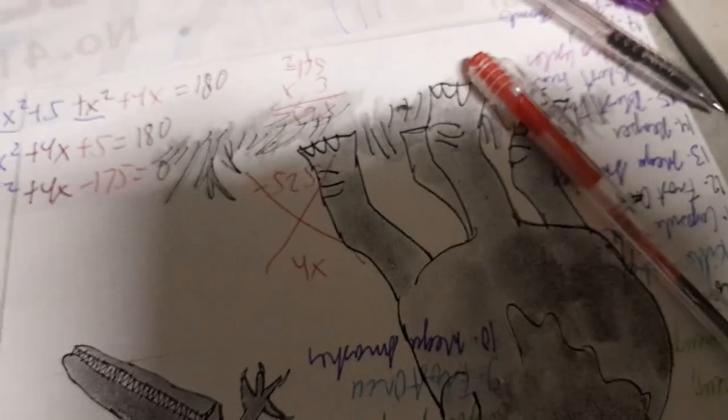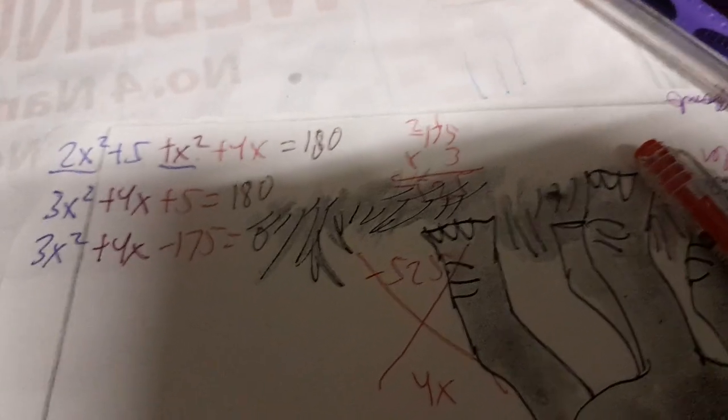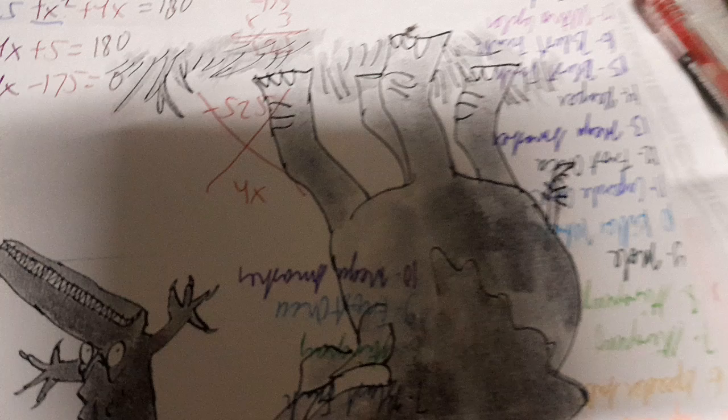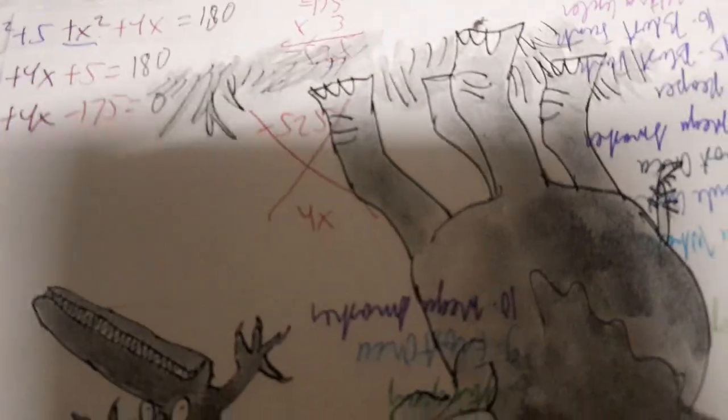Negative 525. And then, remember, we still have the 4x. So therefore, what we're going to do now is combine like terms. So now, this is our formula. Okay, so now we have negative 525 and then 4x. So now we can list down all the possible factors of negative 525.